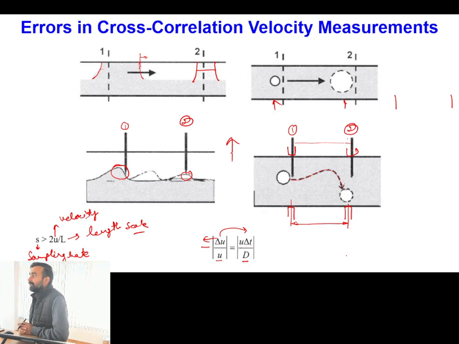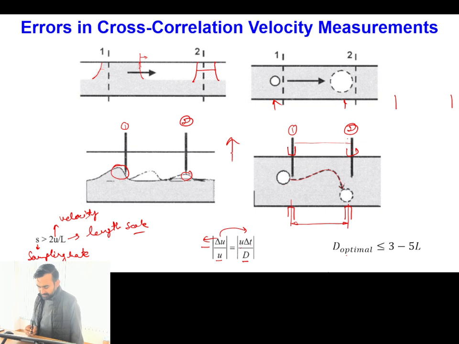what will we be having? We will be having chances of errors because of change in trajectory of the fluid particle or because of the deformations at the interface. Okay, so to avoid this, what should be there? There should be some optimal distance between the two sampling locations. Okay, and that optimal distance is typically kept less than or equal to 3 to 5 times the length scale of the fluid particle. Okay.